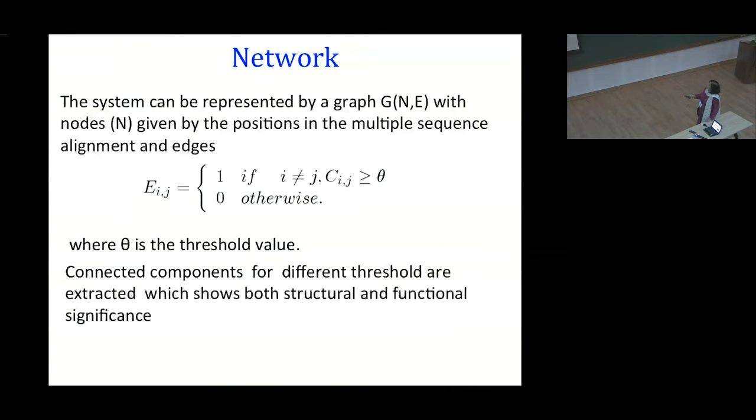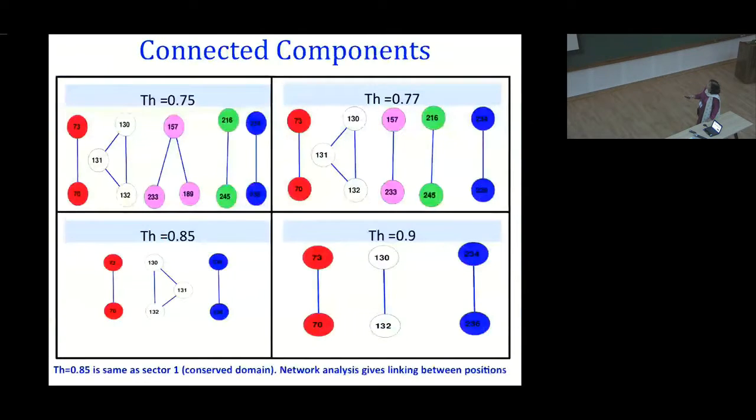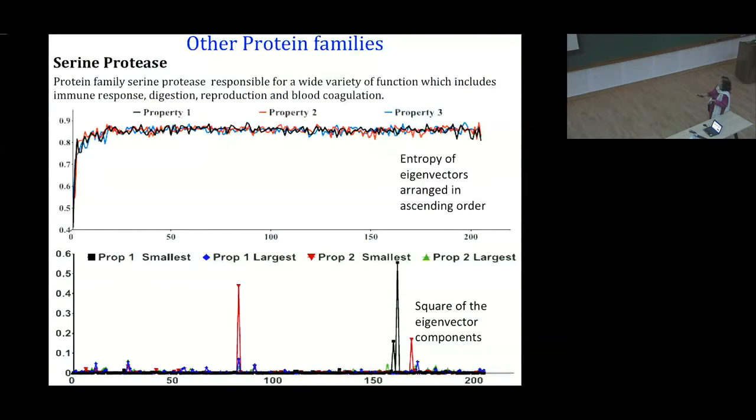I won't go through the network because I'm out of time, just to show that the same sector comes out in the network analysis at threshold 0.8. But an important point from the network analysis is that you can find which node is connected to which. We've done the same problem with many other proteins.